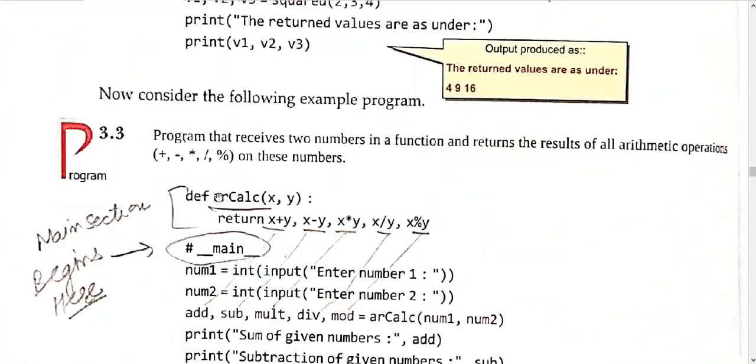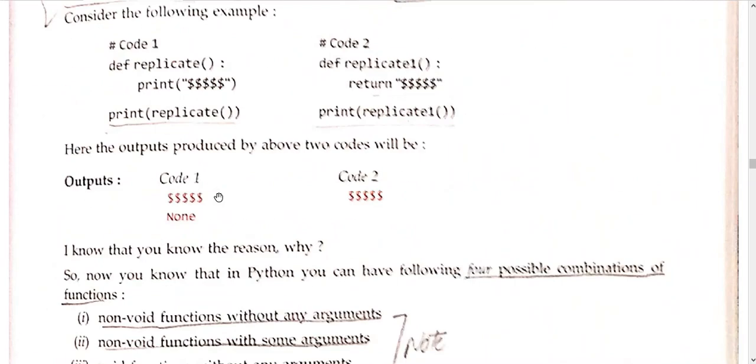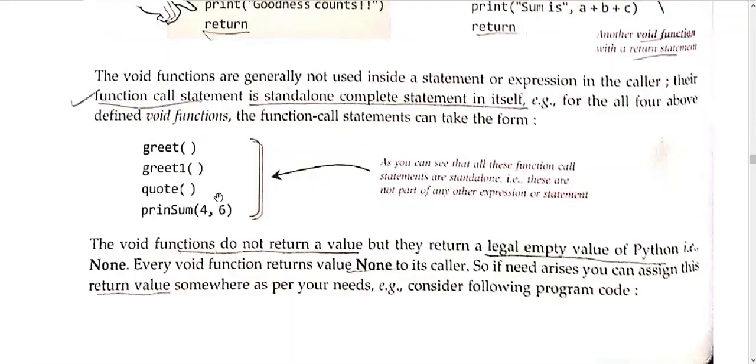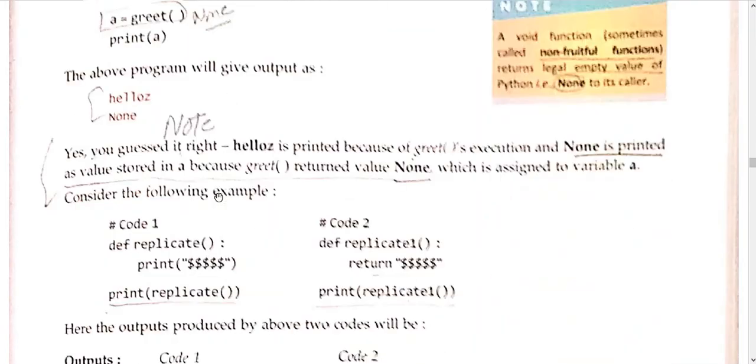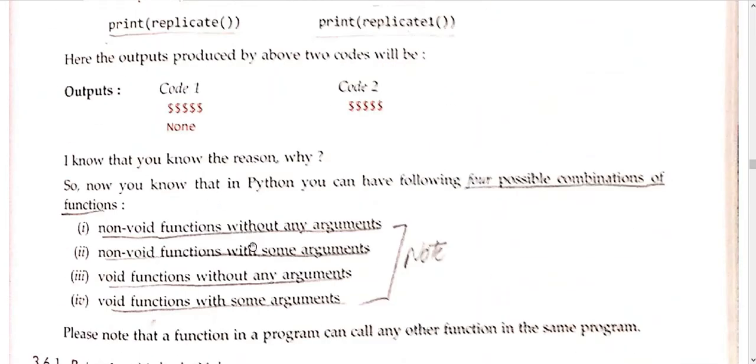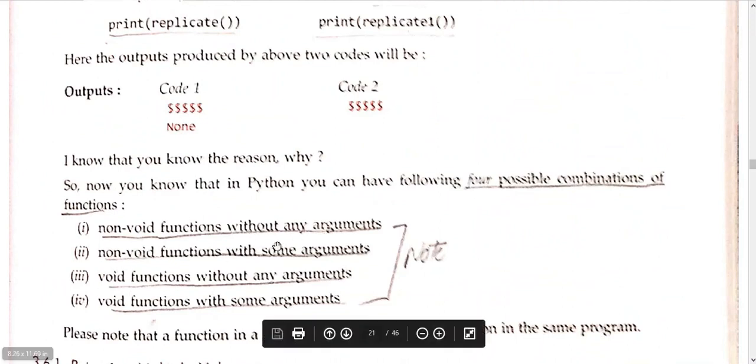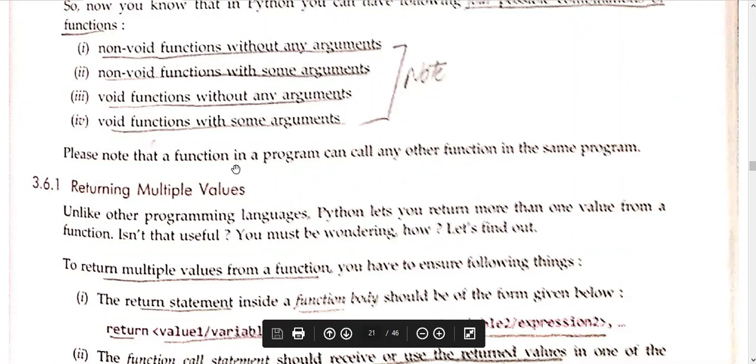Firstly, we must remember there are 2 types of function, void functions and non-void functions. Secondly, there are 2 variations: non-void with arguments, non-void without arguments, then void function with arguments, void function without arguments. So this you must remember.